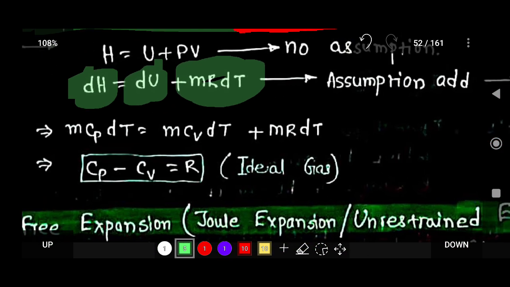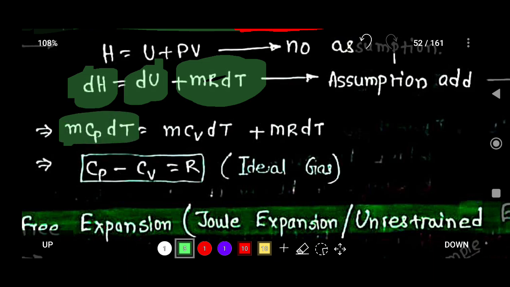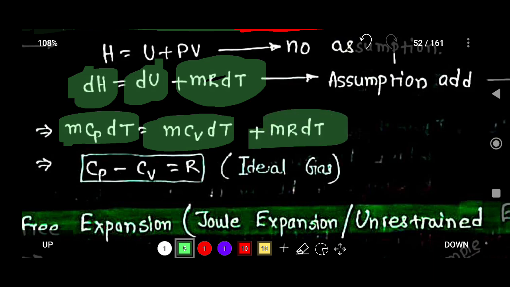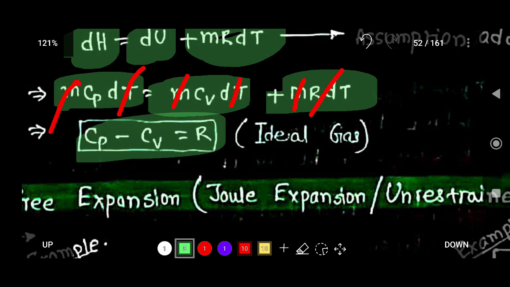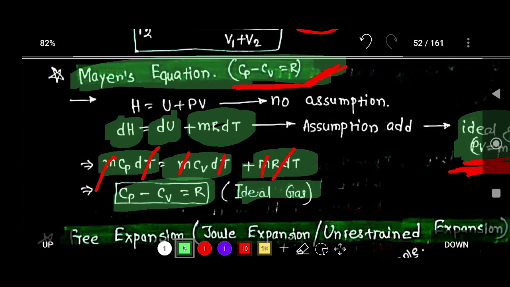From here dH we know is m Cp dT, and dU we know is m Cv dT, and this is mR dT. So m cancels out, and dT and dT cancel out. From here you can get Cp minus Cv equals R. So this is only valid for an ideal gas. Okay, this is only valid for an ideal gas.